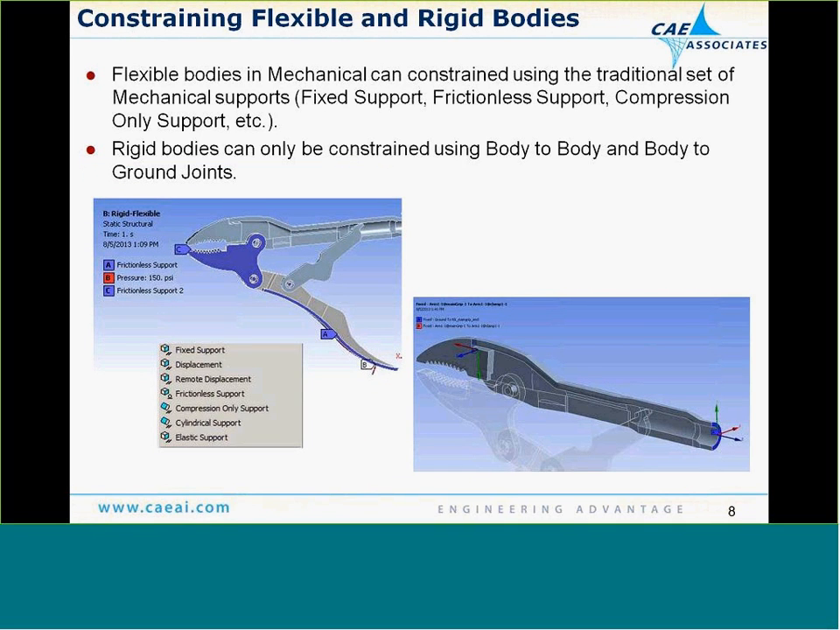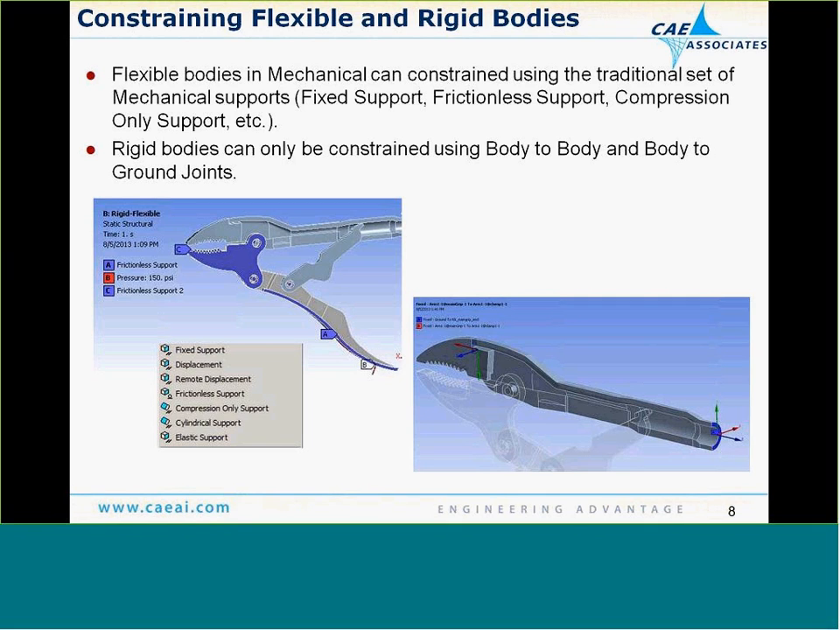When we talk about constraints for flexible and rigid bodies, once again, with flexible bodies, we're pretty familiar with the constraints that we have available to us. We're fixing degrees of freedom on the finite element mesh, so fixed supports, frictionless supports, compression-only supports, all valid for flexible bodies. Rigid bodies, again, though, cannot have any of these types of loads or supports applied to them.